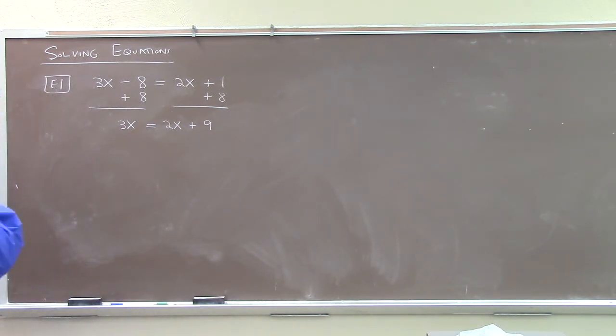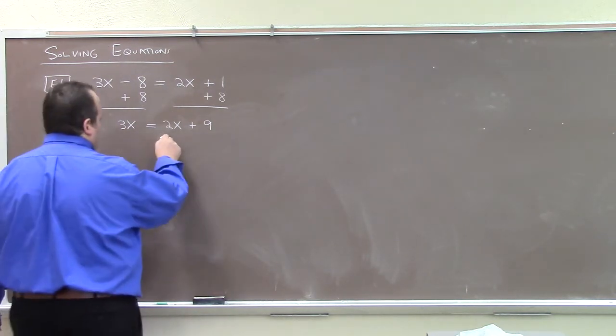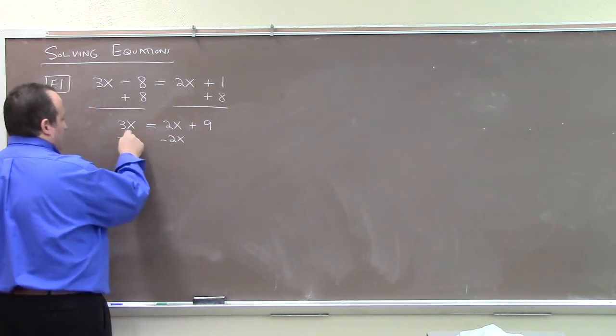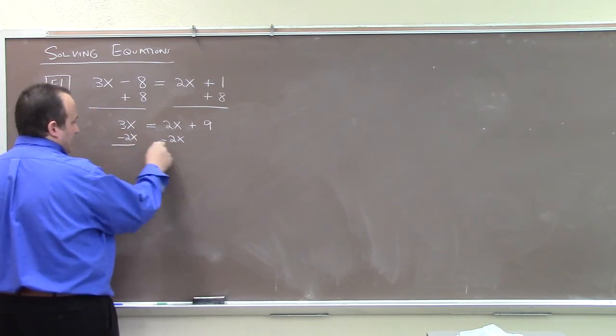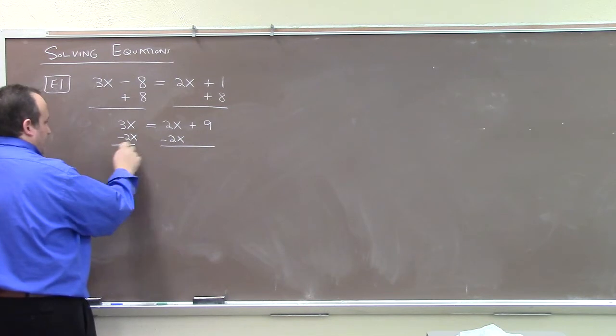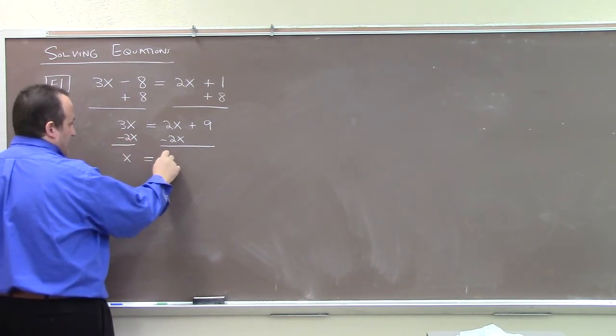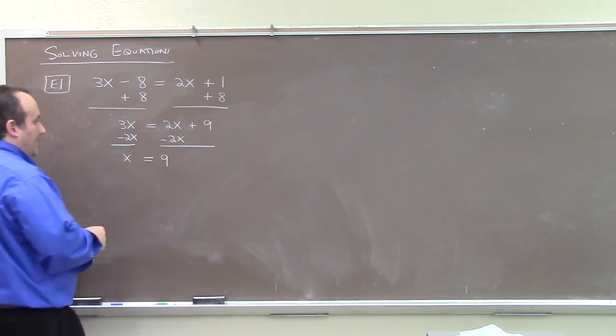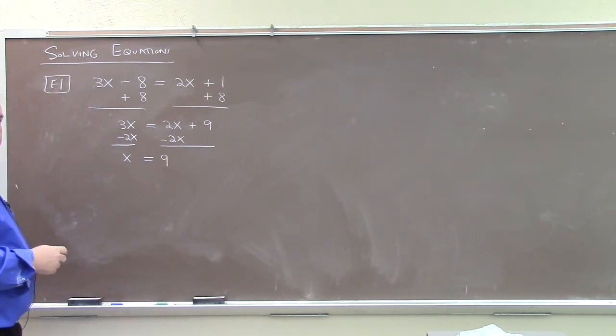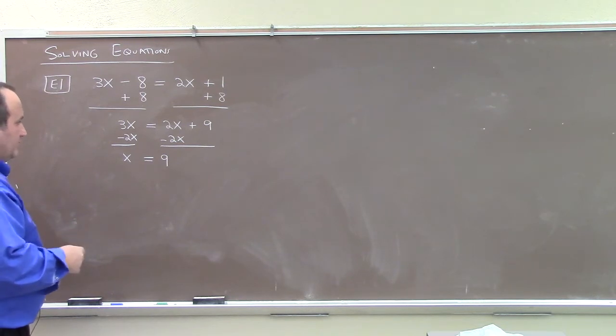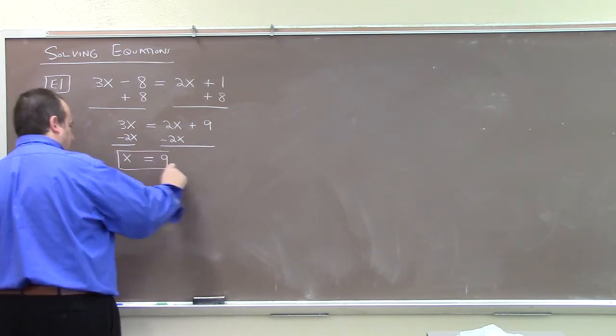What should we do next? Move the 2x over, right? So subtract 2x from both sides. So 3 minus 2 is what? Is 1, right? So we get x equals 9. There we go. Answer.